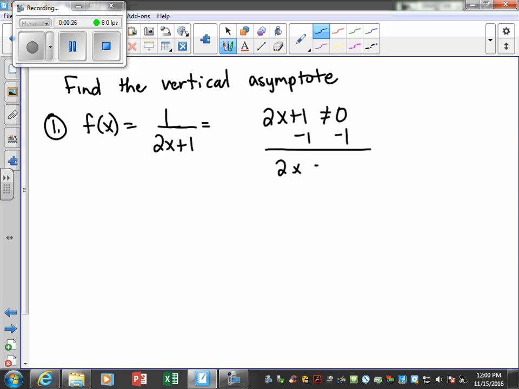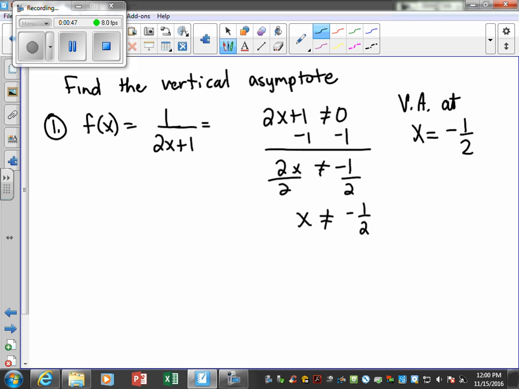we could detect that x cannot equal -1/2. It's defined everywhere except for that, so that means that there is a vertical asymptote at x equals -1/2. And this just describes where our function's undefined. And a lot of this is pre-cal, so we're not going to spend a lot of time on it.